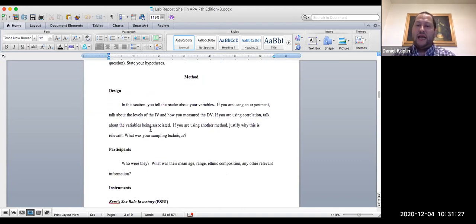Shifting to your method section, notice again, we're talking about formatting. The method section is center aligned, bolded, because that's a level 1 heading. A level 2 heading is bold and left aligned, and this is where you subdivide your subsections of the method. So you talk about your design, which is describing what your independent variables are, what your dependent variables are. If you have a correlation, you'll talk about how the variables are being associated with one another.